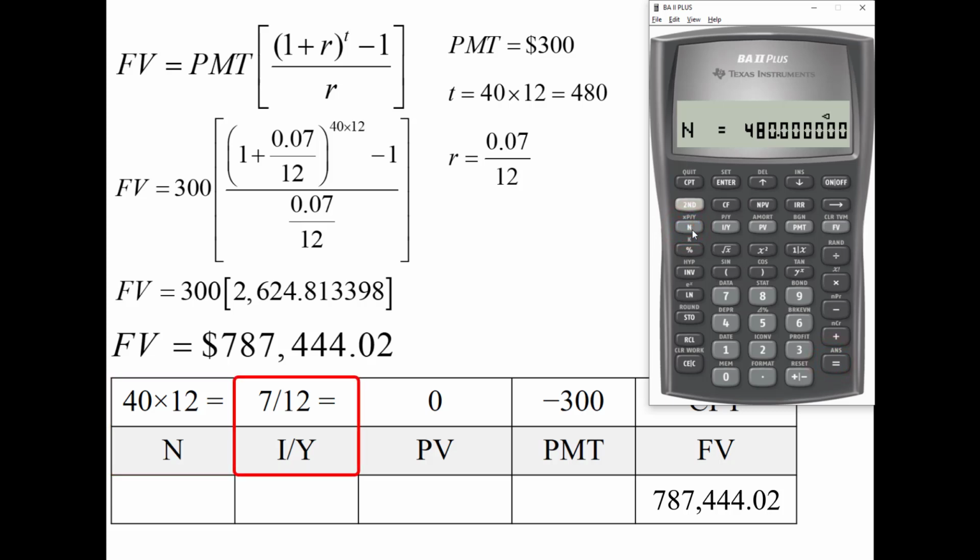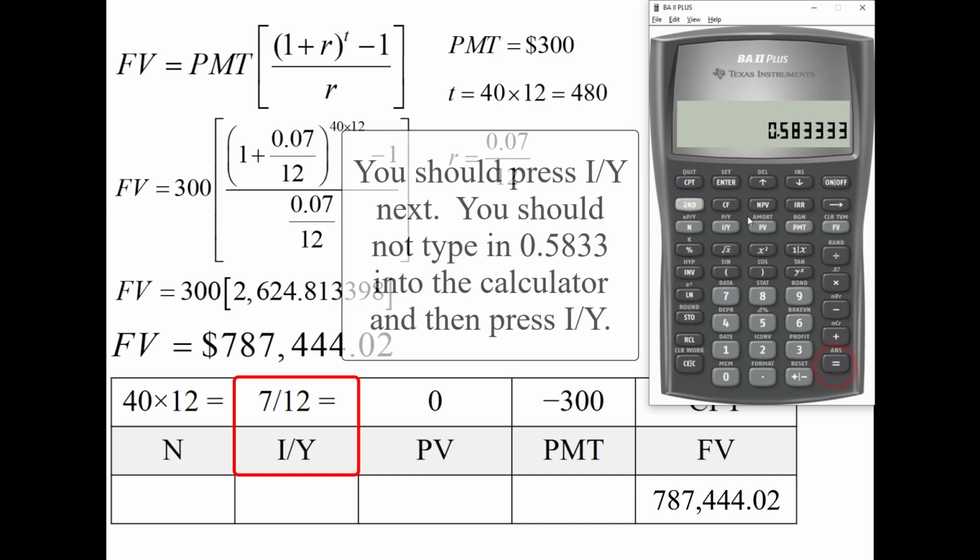Our next input is our interest rate or our yield, so we're going to type in 7 divided by 12 equals. Again, we hit equals to make sure that it stores the correct value. And then IY. And in this case, there's no reason to round here. We're just going to use that number that it's stored.